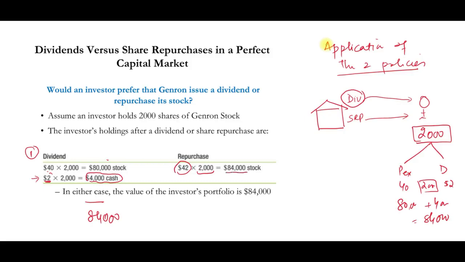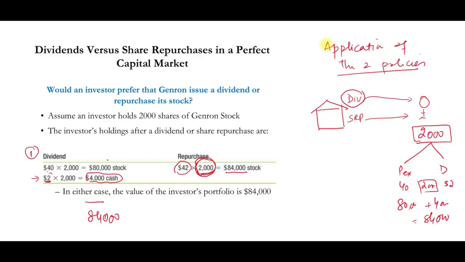Now you might be thinking, sir, after the share repurchase, his shares should decrease. No, because he did not sell it. Maybe other people have sold it. He has kept his portfolio of 2000 shares. He has not sold his own shares, so he would be valuing according to his own wealth. When the company buys back the shares, it does not mean everybody has to sell the shares. He has 2000 shares and the price is 42, so the wealth is not going to change.